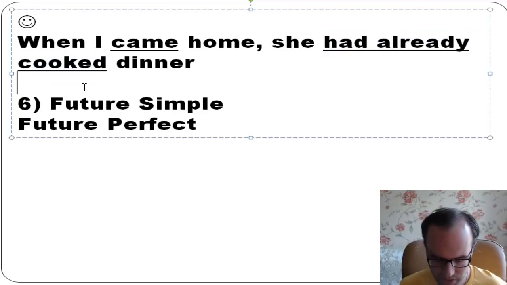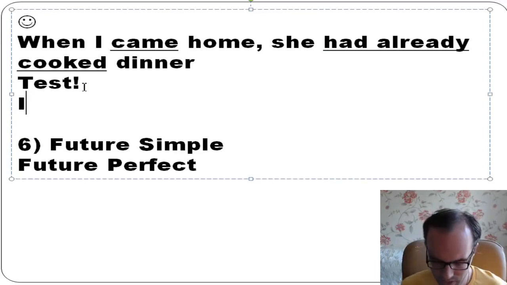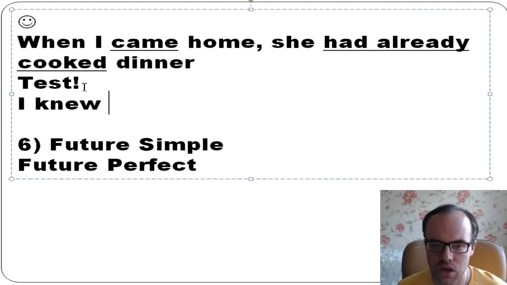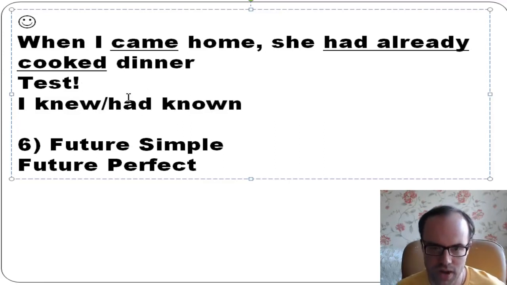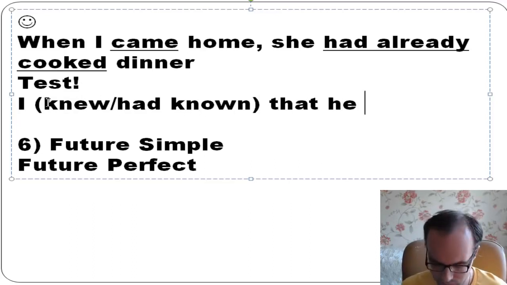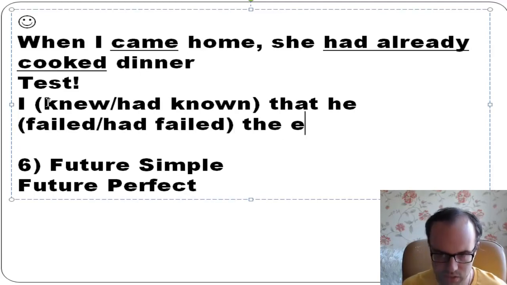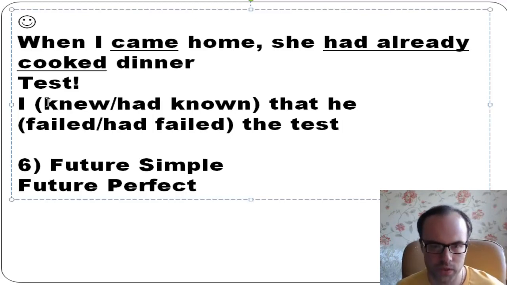And I also think that you are ready for a short test. Okay? So I knew, or I had known that he failed, or that he had failed the test. So what will you choose and why? Okay?